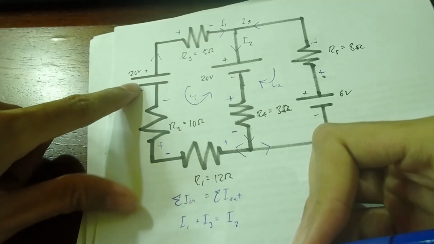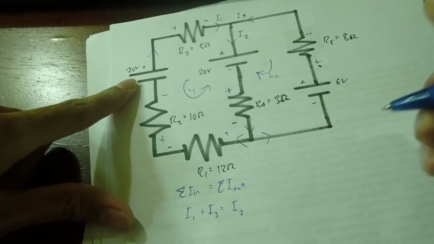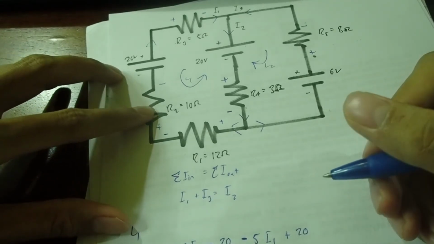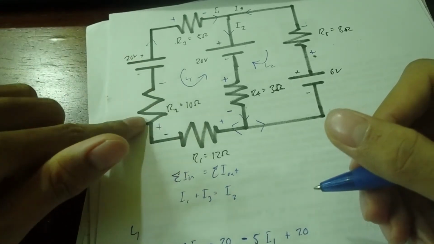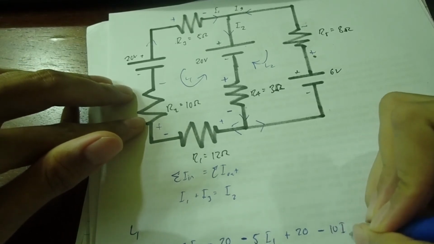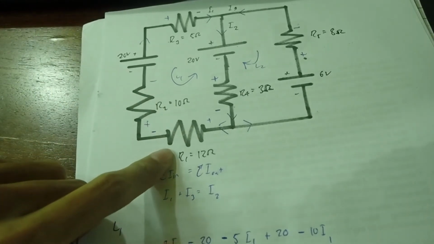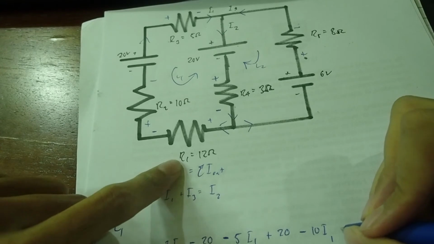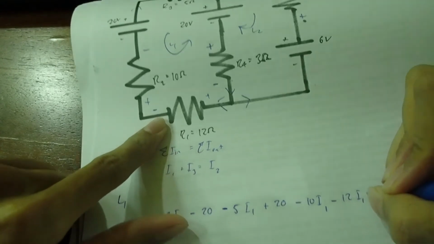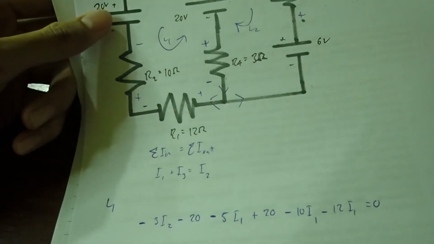And we move along, we meet the positive terminal of the battery. Next we meet the negative terminal of this resistor, so minus 10 I1. And then the last component is R1. We meet the negative terminal, so negative 12 I1. So this overall equals 0 according to the Kirchhoff voltage law.